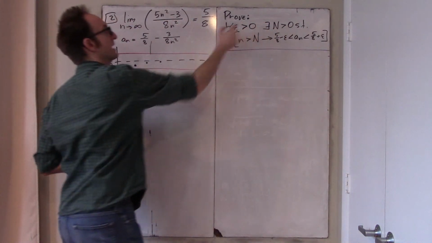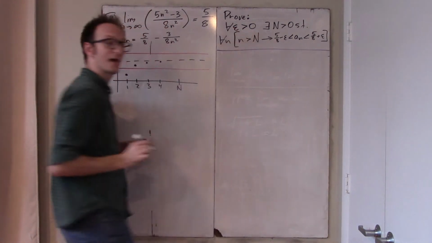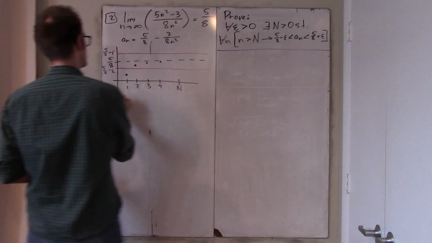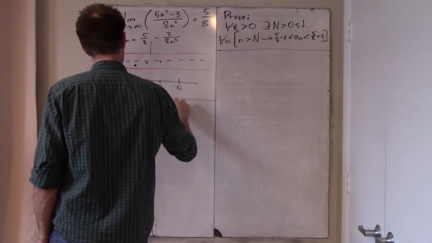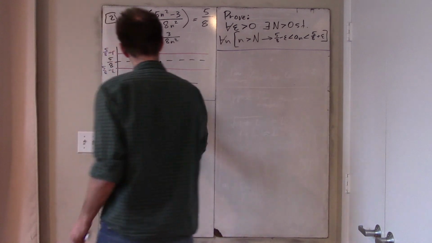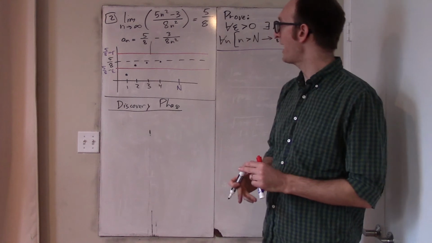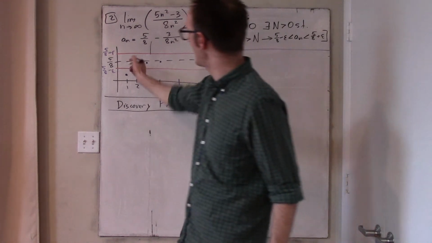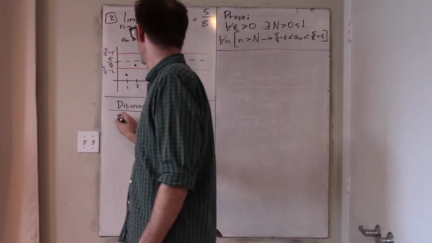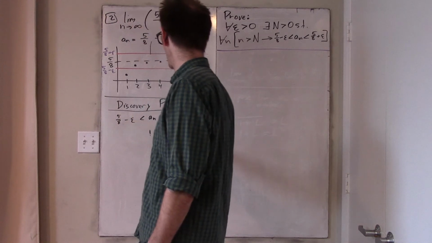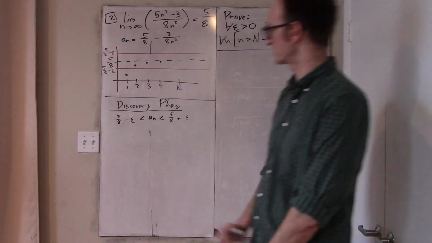That's exactly what's going on here. I get challenged with an epsilon, I respond with a big N, such that all the terms will land between these parallel lines past that point. Okay, let's just get right to it. How are we going to do this? With a discovery phase. The goal of the discovery phase is to figure out how far out I need to go. Well, what I want to be true is that my nth term lands between 5/8 minus epsilon and 5/8 plus epsilon.